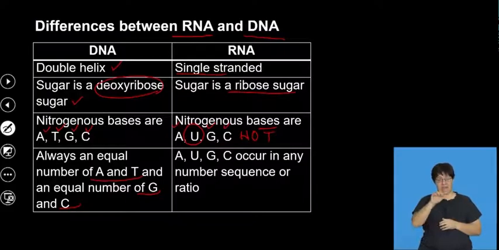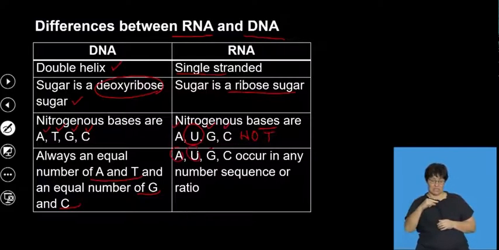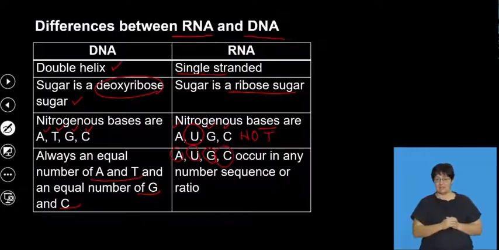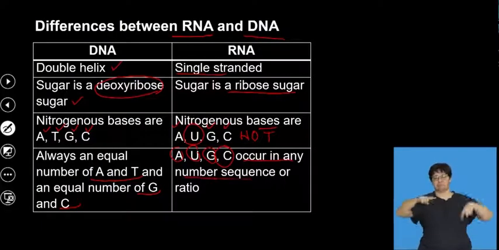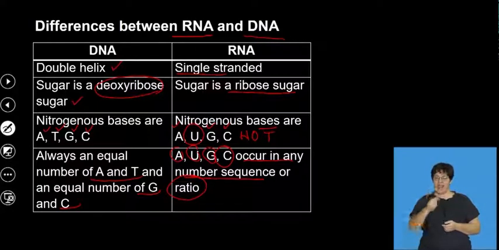So adenine, uracil, guanine, and cytosine, they may occur in a different number, and hence they are not in a specific ratio equal to each other. And that's purely based on RNA being single-stranded.